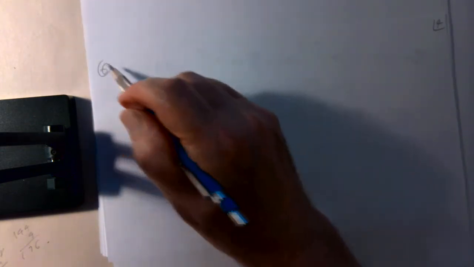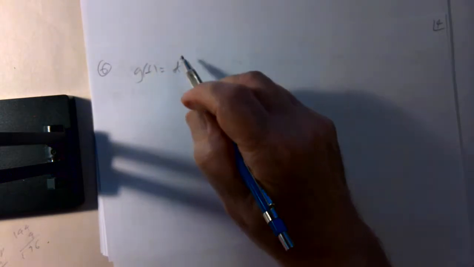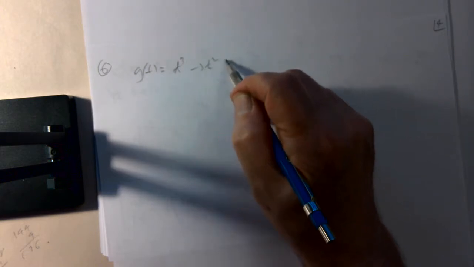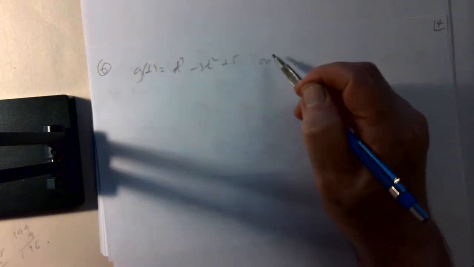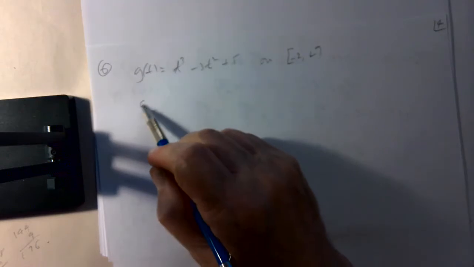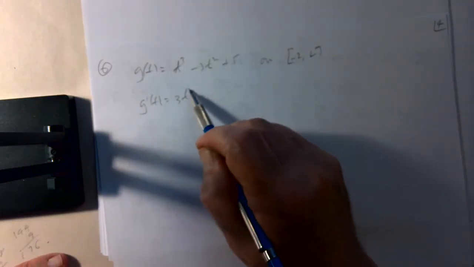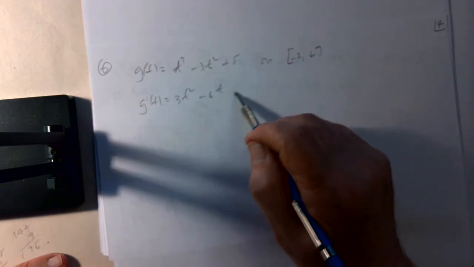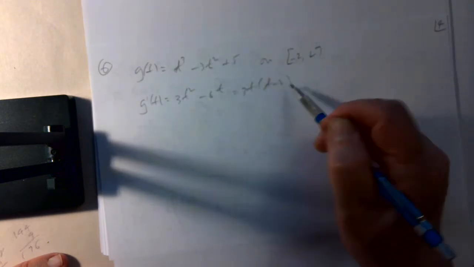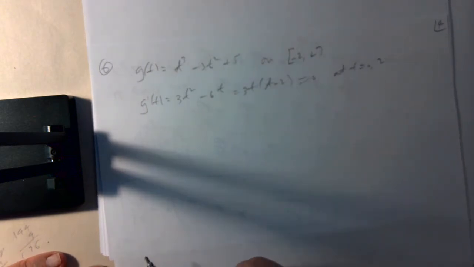Let's see. Next comes problem 6. We want to find the absolute extrema of the function g of t equal to t cubed minus 3t squared plus 5. The absolute extrema occur on the endpoints of the interval. We're only interested in the interval from -2 to 2, and the relative maxima and minima occur where the derivative is 0. The derivative is 3t squared minus 6t, which is 3t times (t minus 2). And that equals 0 at t equals 0 and t equals 2.